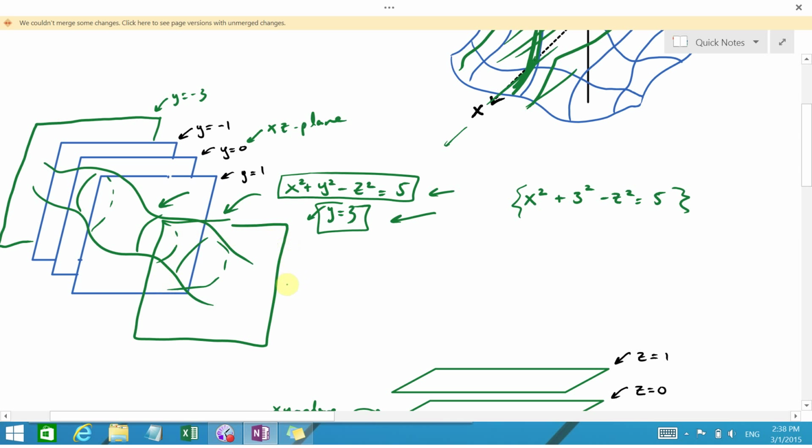This isn't exactly the xz plane. The xz plane would have been y equals 0, but it's parallel to the xz plane, so it makes good sense to think of it as sort of like a translated xz plane, or an xz plane that's been shifted over. In any case, when you graph what this looks like in the xz plane, it's going to exactly give you the cut. It's going to give you that slice, that shape that you get when you slice the surface with the plane y equals 3.